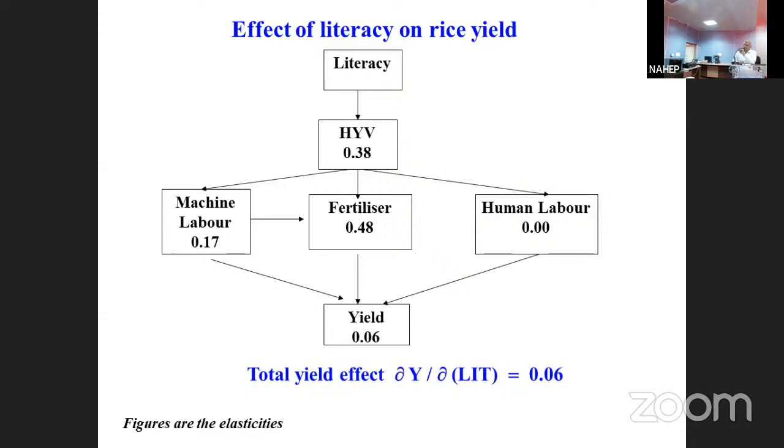So literacy does not affect yield directly. It affects through adoption of technology. It affects adoption of higher use of modern inputs, machine labor, fertilizer, and reduction of inferior inputs. And then all the inputs influence the yield.